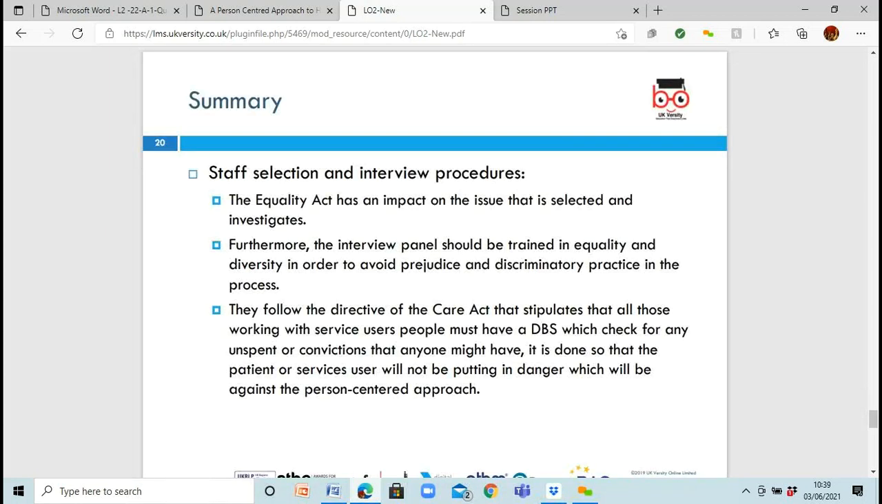And the last slide, just to summarize, you've got staff selection and interview procedures as well. So if you're going for a job or you're interviewing someone, you've got to make sure that you're following the Equality Act. It has an impact on who you select and how you look at things.